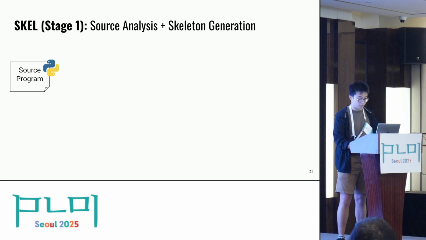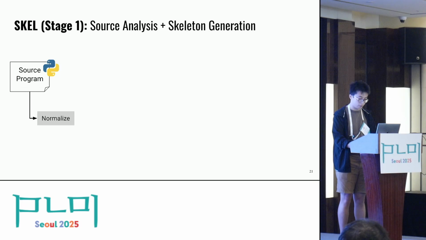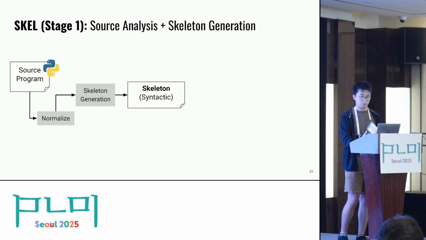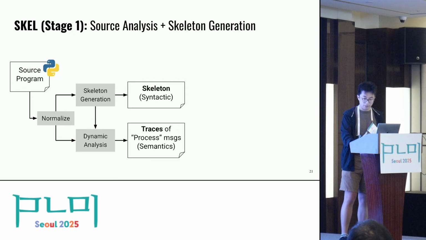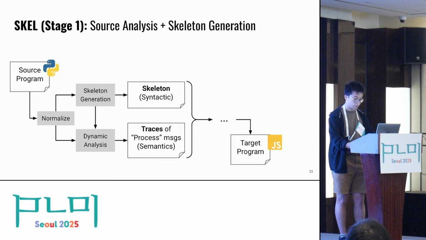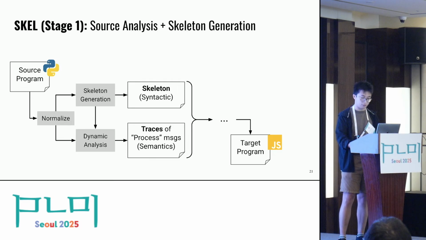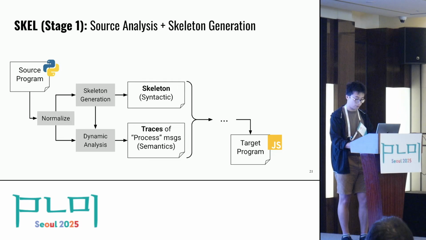Okay, so more specifically, SKEL works in 2 stages. The first stage focuses on skeleton generation. So SKEL takes an input program, normalizes it, and then generates a synthetic skeleton. With the generated skeleton and the decomposed fragments, we perform dynamic analysis to collect traces that are basically expected messages in and out of the processes in our semantic model. So these pieces of information basically give us the syntactic and semantic constraints of our translation task. And the second stage is to reconstruct a program in the target language satisfying those constraints.